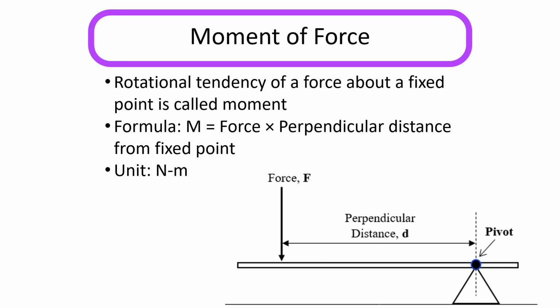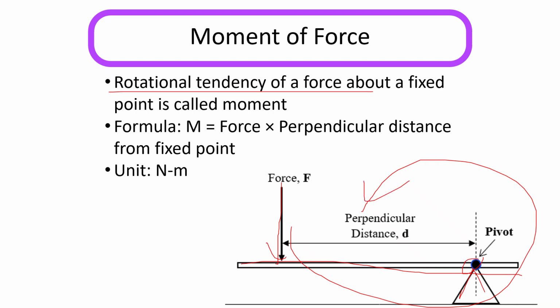Now the moment of force is that the moment is the rotational tendency of a force about any fixed point. Suppose that this is a lever and this is my hinge point. If we put a force at this side, this will rotate along this way, isn't it? It will rotate. So this is the perpendicular distance, and the moment will be equal to the force applied perpendicular to the beam or any structure. That will be the moment. So moment is equal to force into perpendicular distance. So the unit is Newton meter.